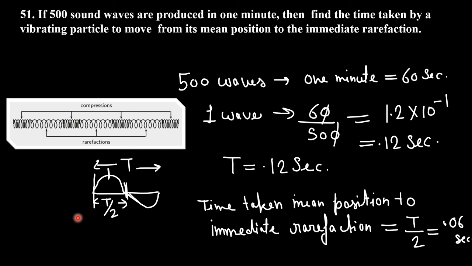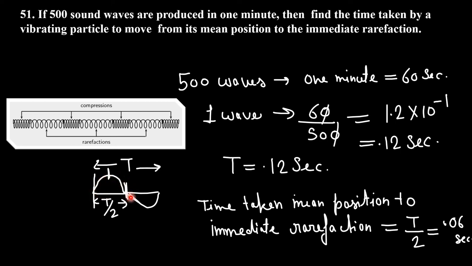So it is easy to understand in the transverse wave. Okay, so if this is the mean position and the particle is moving from its immediate rarefaction. So this is the immediate rarefaction. The time period is to complete one oscillation, means from here to here is the time period, and you have to calculate the time taken by the particle to move from its mean position to immediate rarefaction.